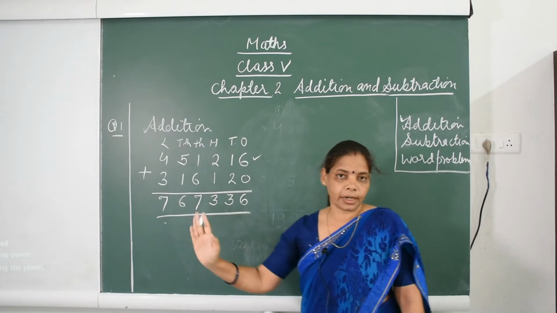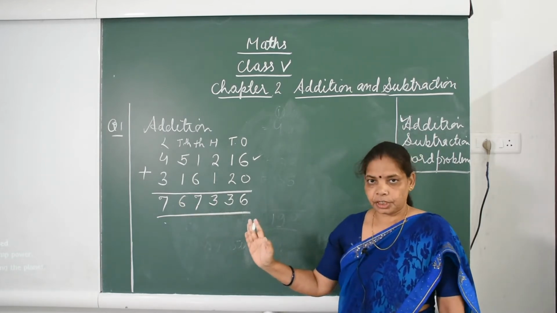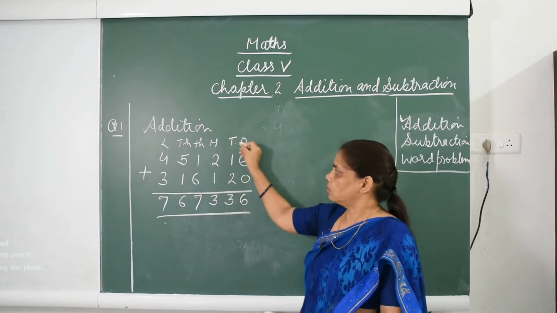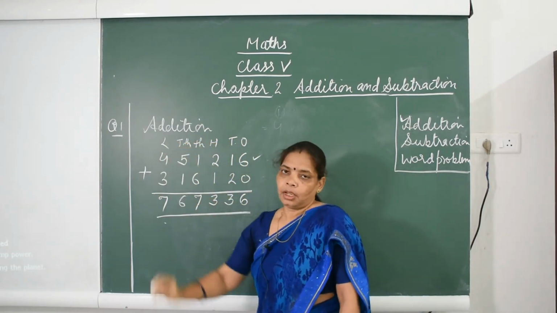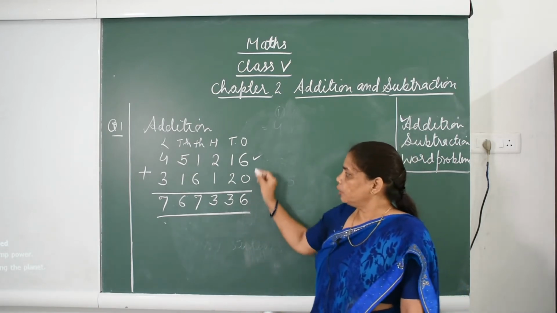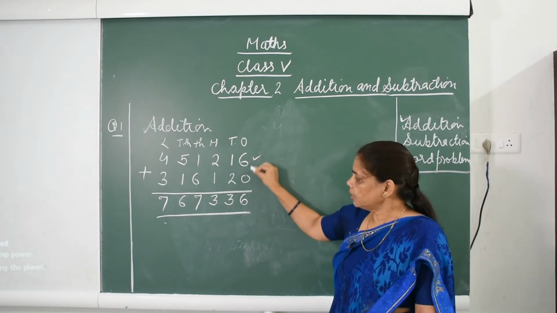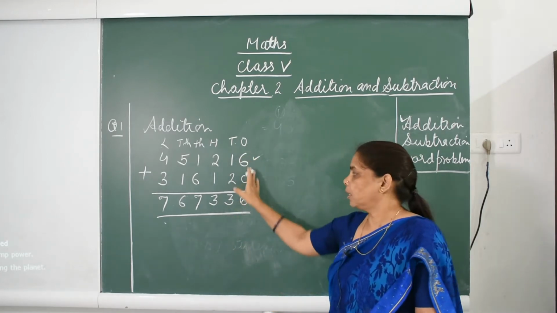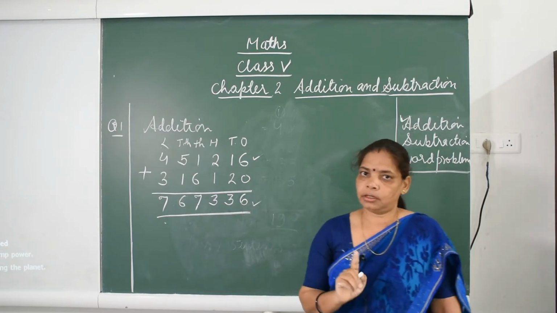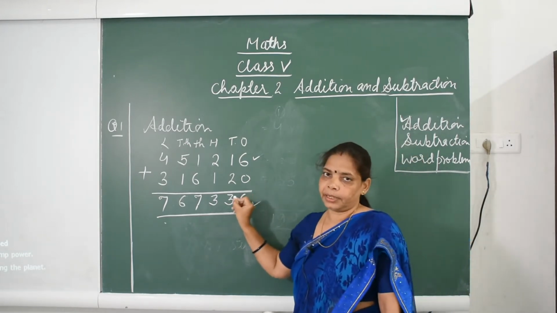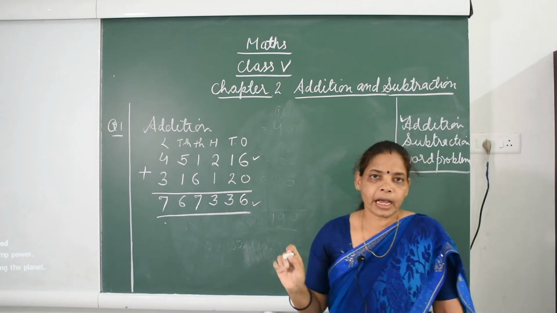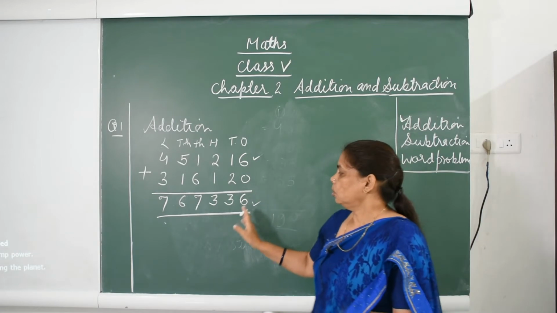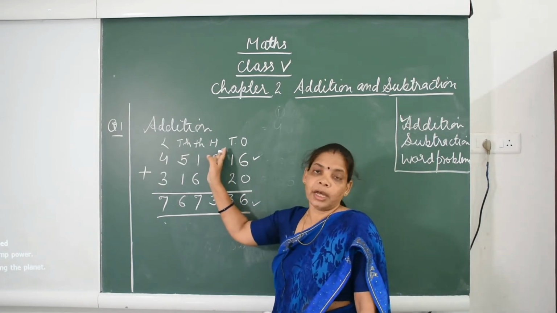Whenever we have to solve an addition or subtraction, we will start from the right hand side, from the ones place: ones, tens, hundreds, thousands, ten thousands, lakh and ten lakh. So what you see: 6 plus 0 is 6, 1 plus 2 is 3. So you have seen that when we add two numbers, we get the answer in one digit. And you know that when we get the answer in one digit, it means there is no need to take the carry forward to the next place.